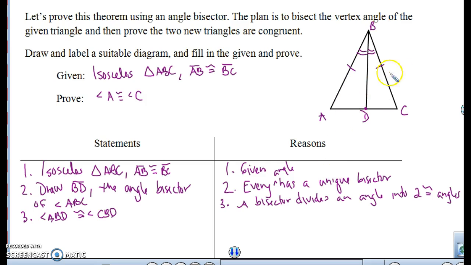Now, if I want to prove these two triangles congruent, what am I missing? Well, I have a side and I have an angle. How about reflexive? So BD is congruent to BD by reflexive. So what have we proved? Well, we've proved that the two triangles ABD and CBD are congruent by side angle side.